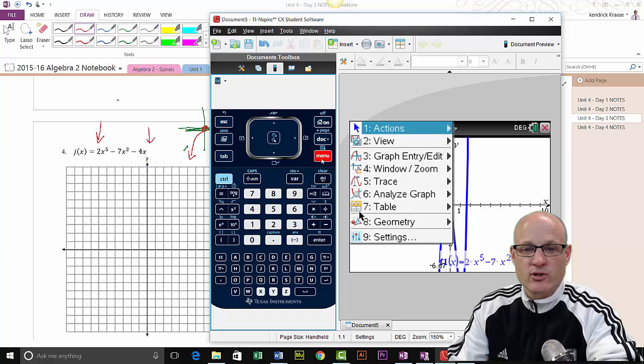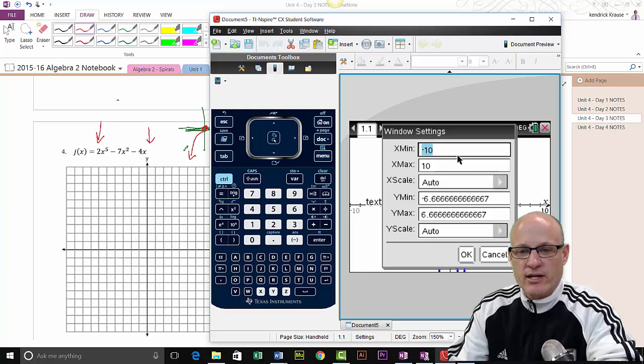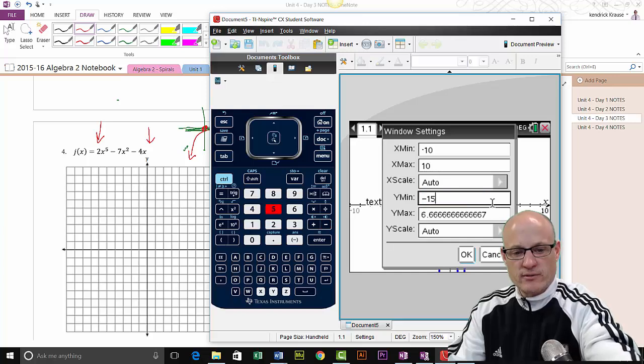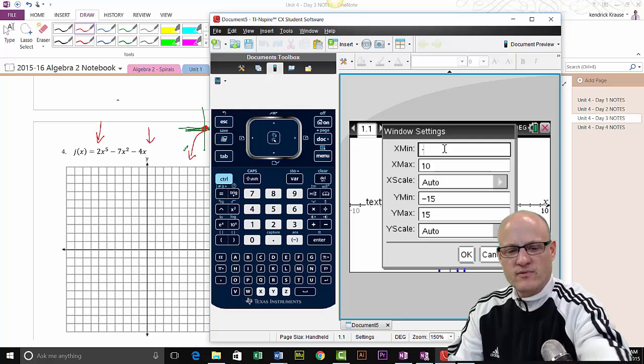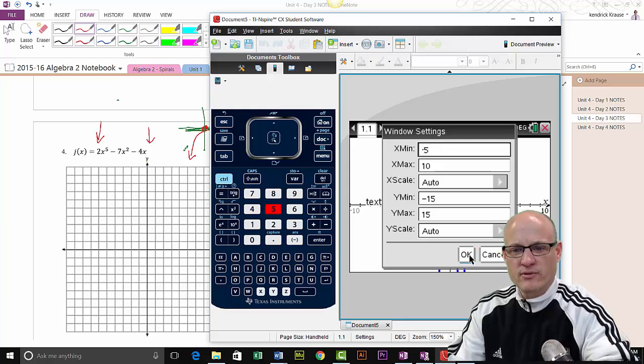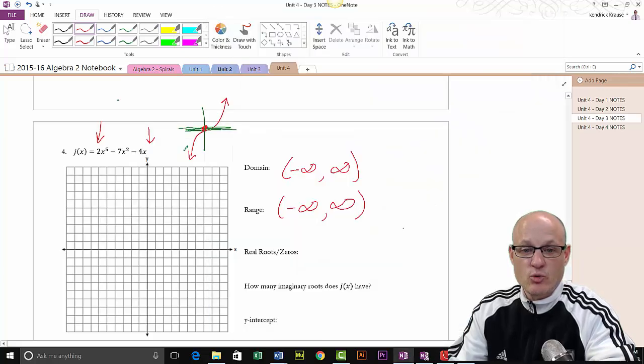Ooh, I can't see it good enough, so let's go menu, window, and window settings. The x's are fine. The y's, we need a little bit more with those. So let's go negative 15 and 15. I don't know if we need as much x, so maybe we'll go negative 5, 2. That should be fine. Okay, I can see it better now. I can see that it's going to have 1, 2, 3 roots here that are real roots. That means it's going to have 2 imaginary roots. So real roots are real zeros.